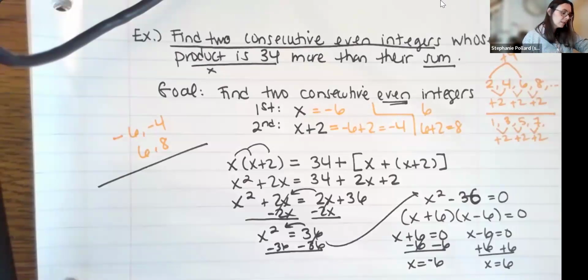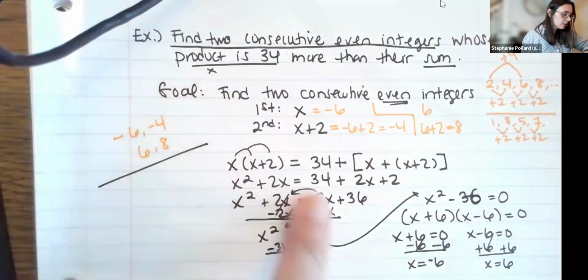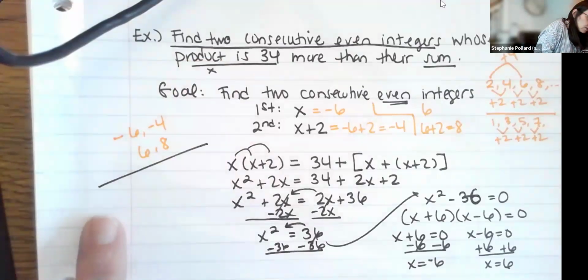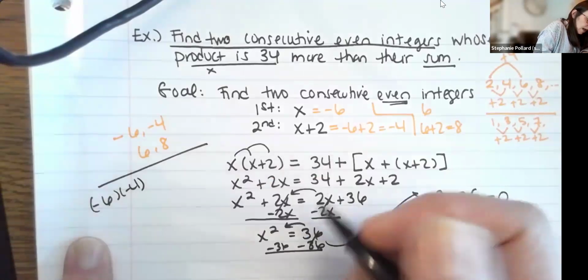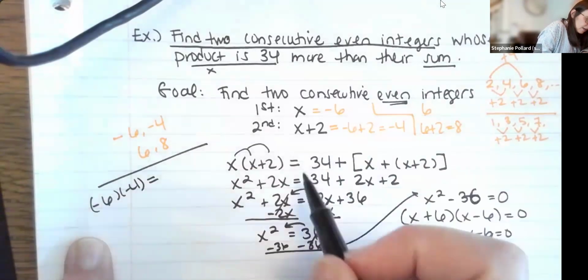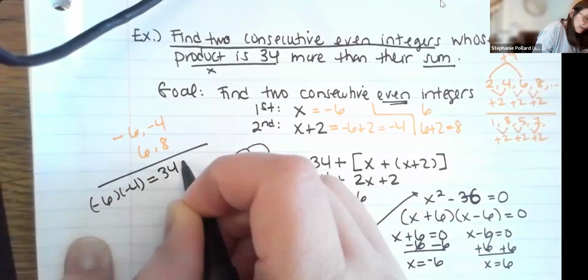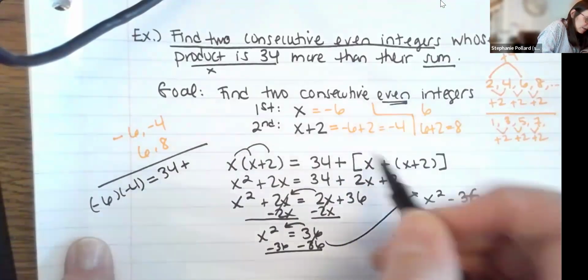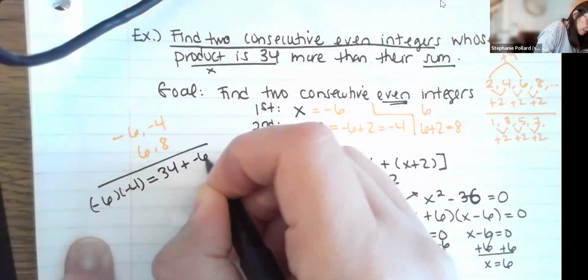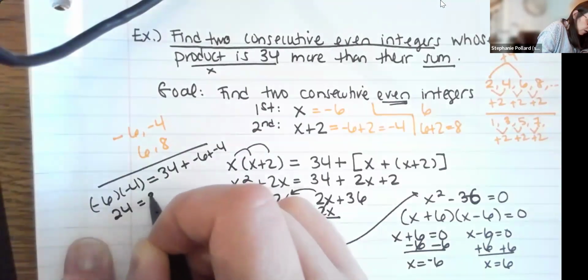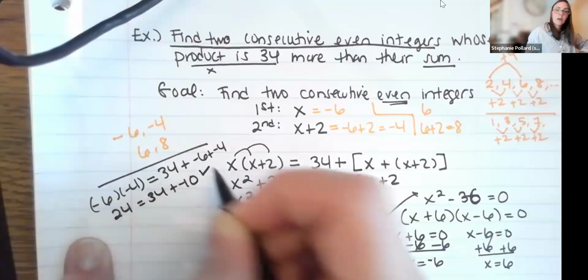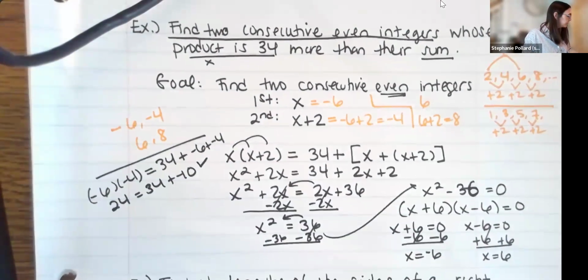So in the first case, we're looking at their product, right? So multiplying them together, if I do -6 times -4, is that 34 more than their sum, right? So their sum is adding these together, -6 plus -4. So this is 24 equals 34 plus -10. So that works out, right? So it does work out.